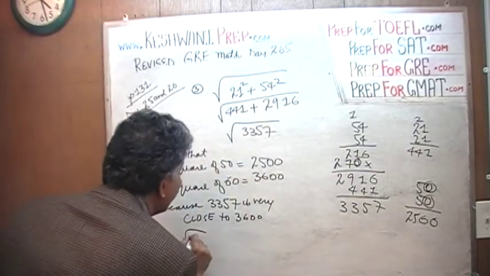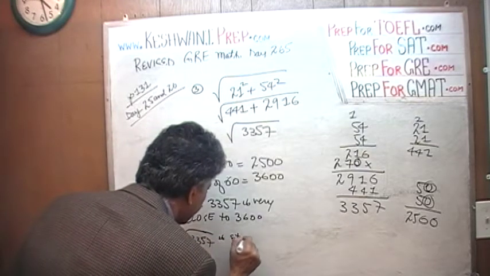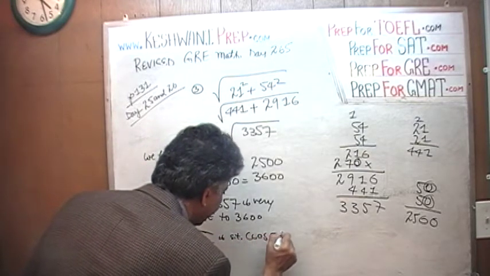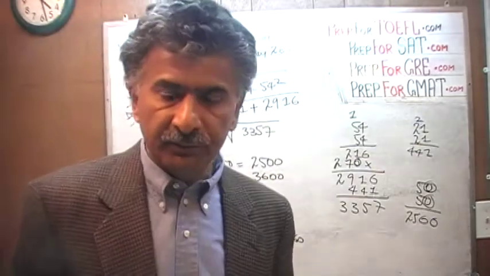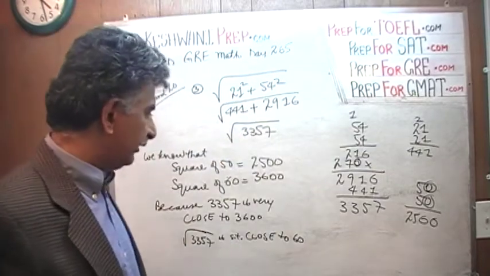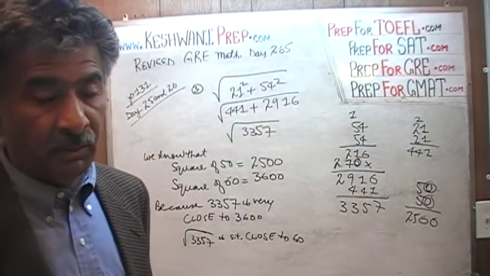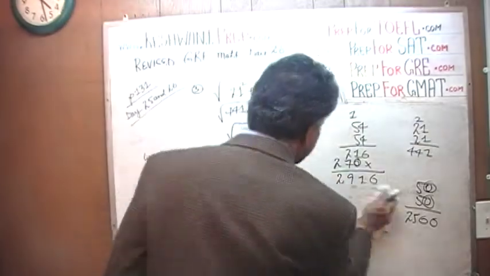Square root of 3357 is something close to 60. Now these are the things that go on in our mind, you understand? This is the kind of thinking you have to do in the exam. So it's very close to 60, but I doubt very much if it's going to be as close as 59. I'm going to try 58.